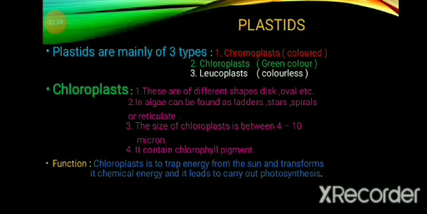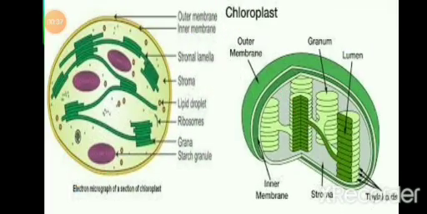Next, structure of chloroplast. These are of different shapes, disc, oval, etc. In algae they can be found as ladders, star, spirals or reticulate. The size of chloroplast is between 4 to 10 microns. It contains chlorophyll pigments. Chloroplast function: to trap energy from the sun and transform it into chemical energy, and it leads to carrying out photosynthesis. Please students, observe this figure.